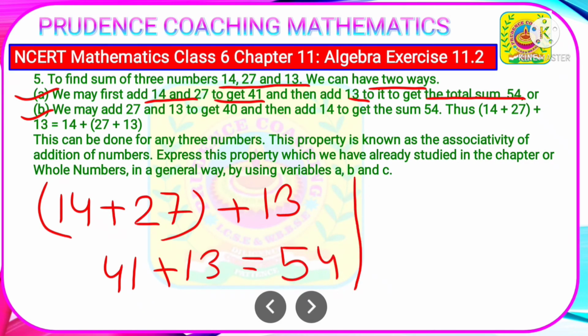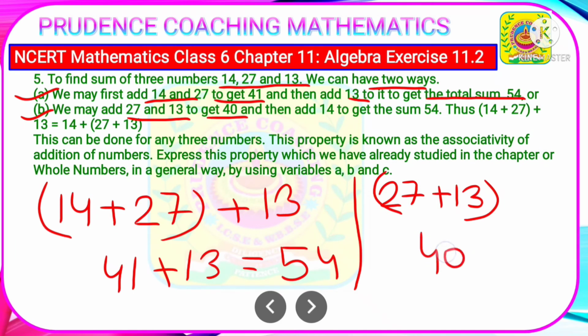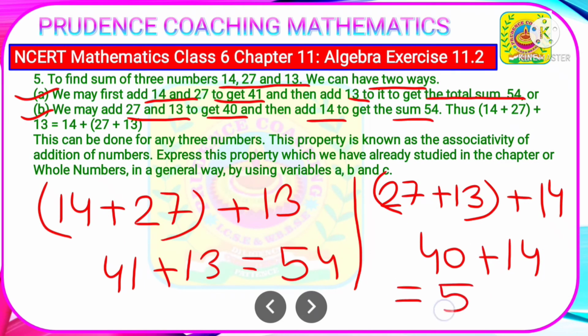Now according to the second method, we may add 27 and 13. By adding 27 and 13, you will get 40. After that, we will add 14 to it. So 40 plus 14, you will get 54. That means in both the cases, we are getting the final answer as 54. That means both the methods are correct.